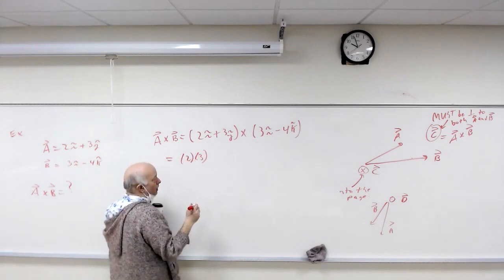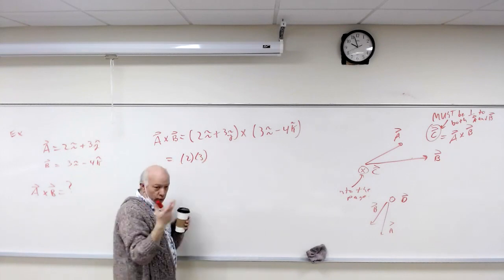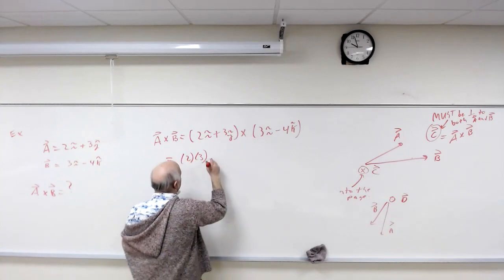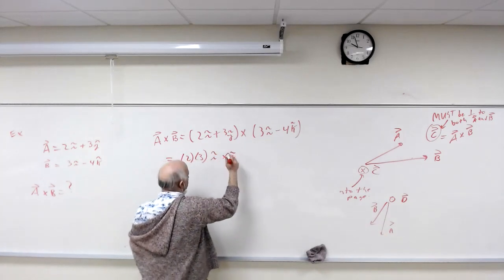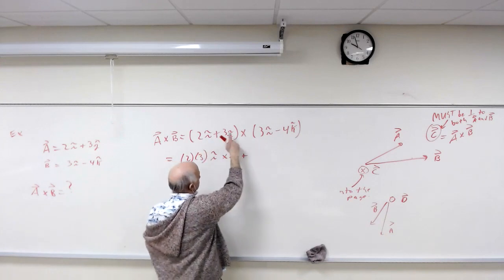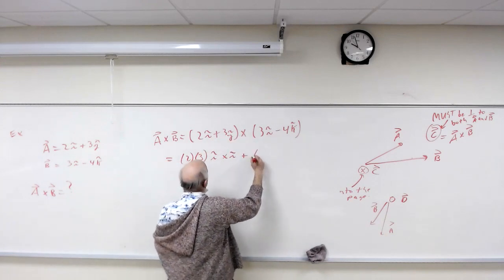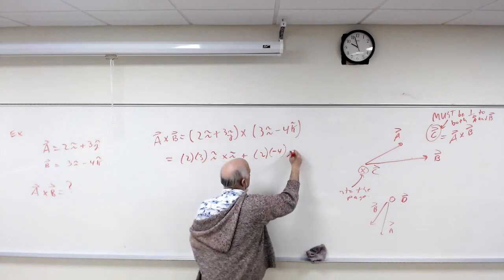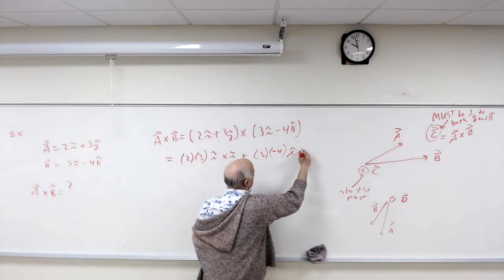And what is actually getting crossed? The cross product works on the vector part. The vector part is this I and this I here, so it's I cross I, plus. Now we have this crossed into this, so it would be 2 times minus 4, then I hat crossed into K hat.